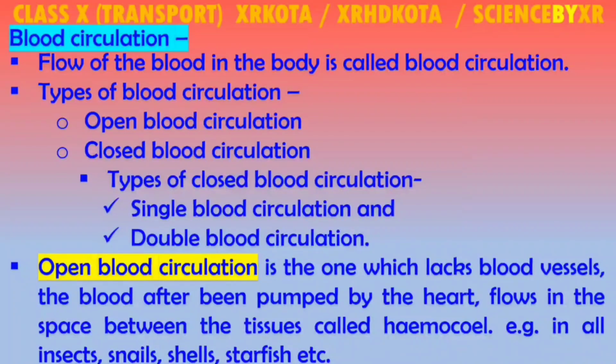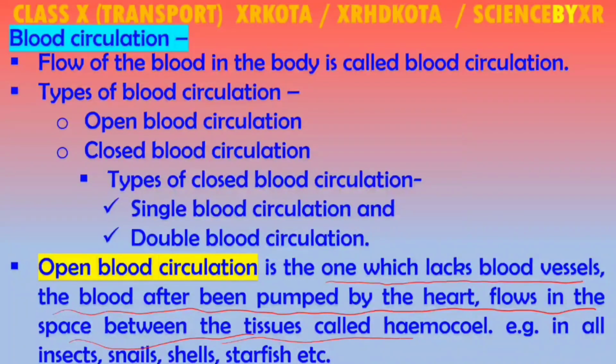So the first thing is open blood circulation. We call it open blood circulation when the blood, after being pumped from the heart, flows in the body cavity and between the cells and tissues. Open blood circulation is found in all the insects, snails, shells, and starfish. That is, all the invertebrates except for the annelids. In annelids the blood circulation is always closed.